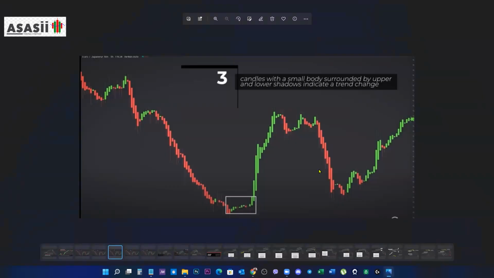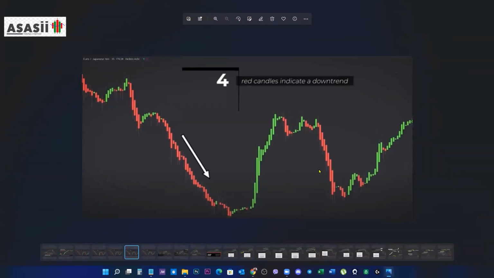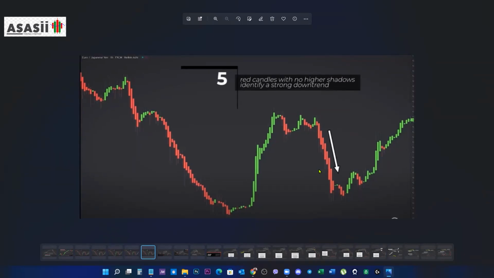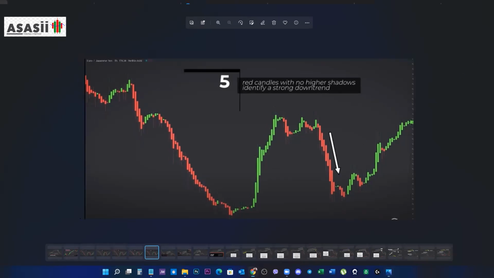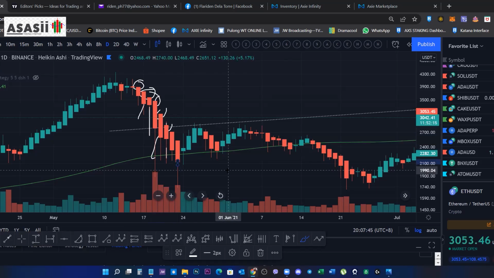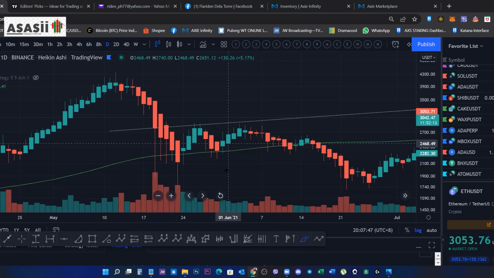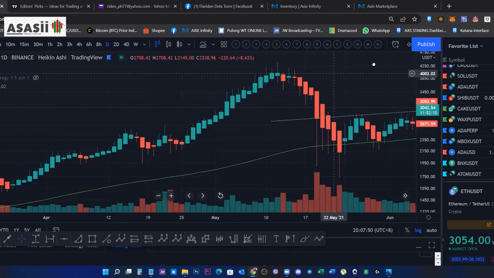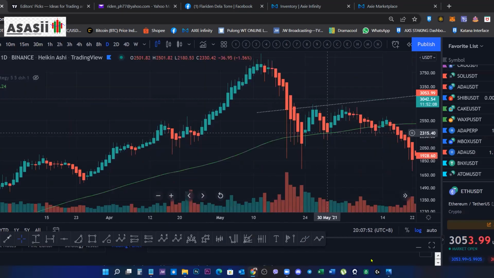So the next point that we have to discuss is about the red candles, meaning it's a downtrend. Okay? So the same, similar. When there is no higher shadow on top, it identifies a strong downtrend. So as you can see here, there is no higher shadow, no tail on top. Everything is down here. So that is a downtrend. Our trend is declining.